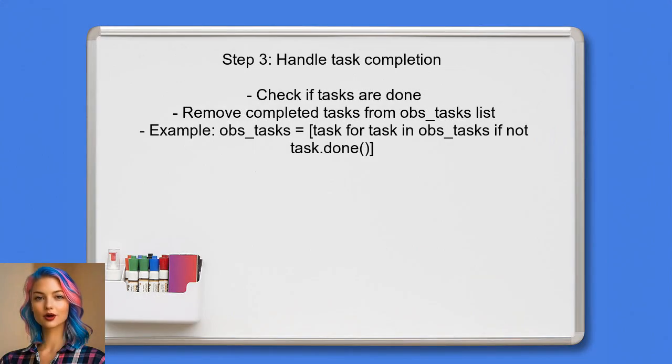Additionally, the user should ensure that they are handling task completion properly. This means checking if tasks are done and removing them from the list once they are finished. This will help manage memory usage and prevent the list from growing indefinitely.